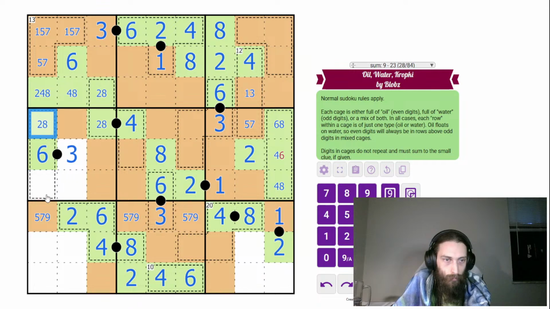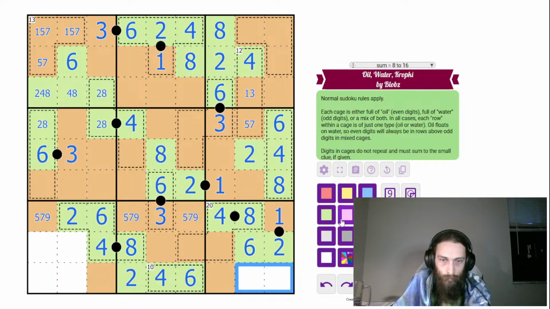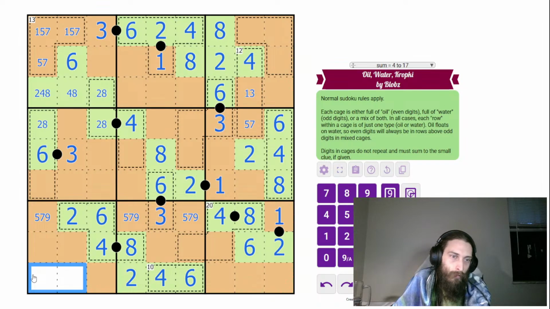6, 3. It's odd. Box 9 only has 1 spot for a 6. Has to go here. And that's an 8, the corner. These can't both be even. No, they cannot. Something's a boo-boo.